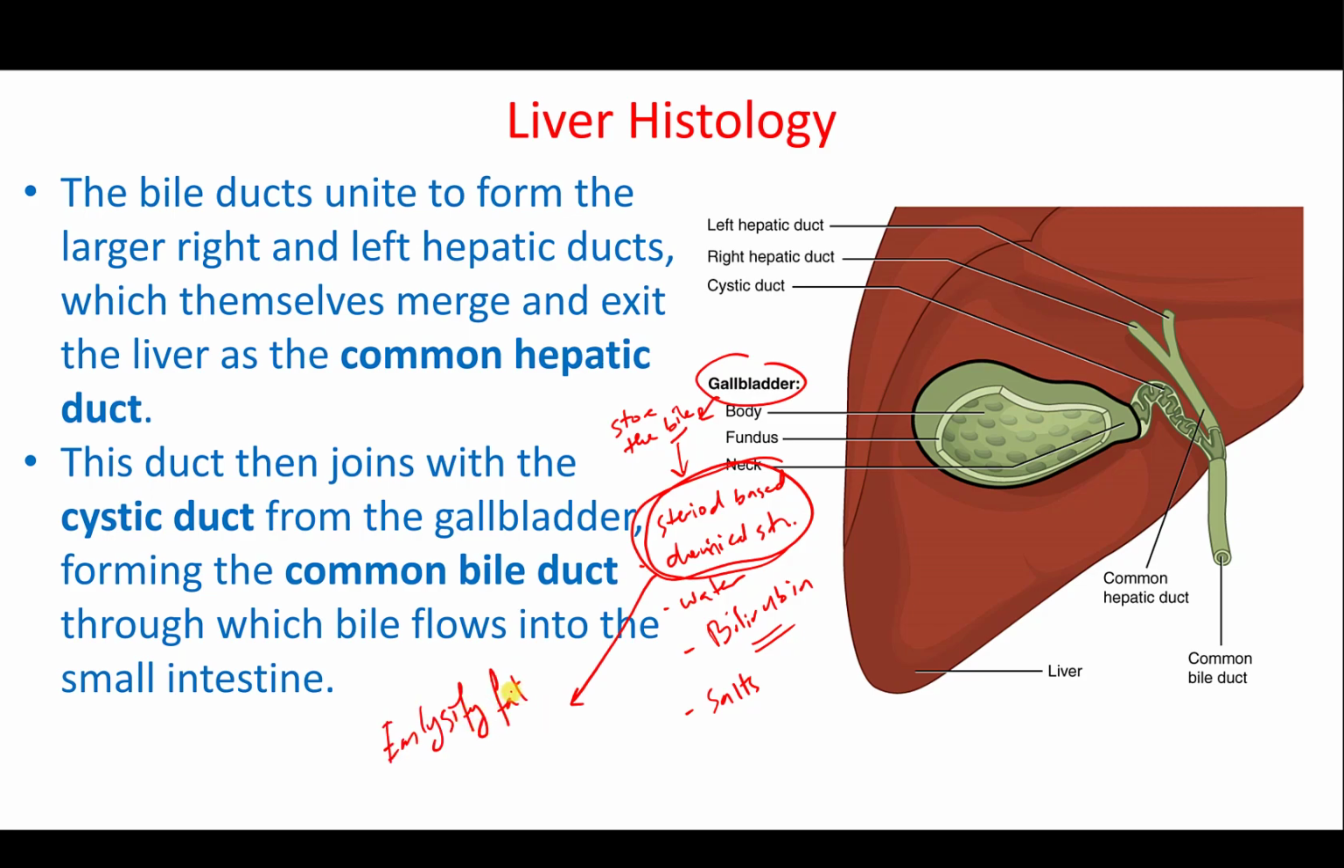Fat. What does it mean to emulsify fat? If you remember, fats are hydrophobic, which means they are afraid of water. And if they are hydrophobic, it means we can't absorb them. Therefore, we need to put them in a sac. This sac is hydrophilic, and therefore we can absorb them.